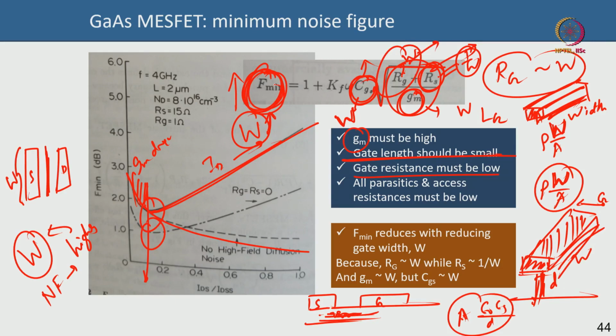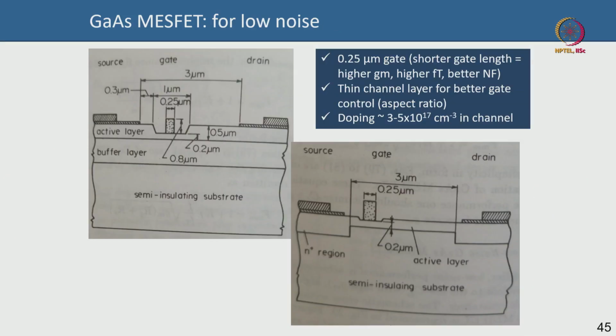So, all parasitic components should be low, GM should be high, gate width also should be low, okay, and your drain current biasing should be such that the drain current is low as far as practicable. In that case, you are going to get a good noise figure. And this is the last slide from MESFET.